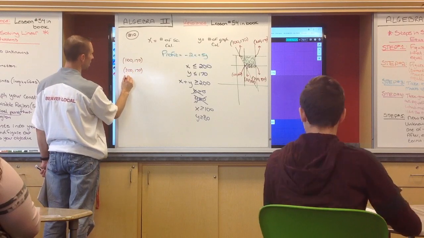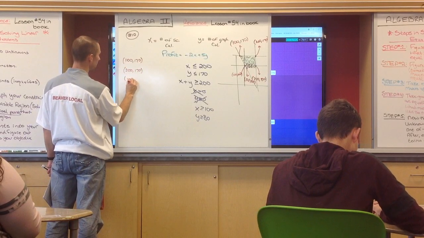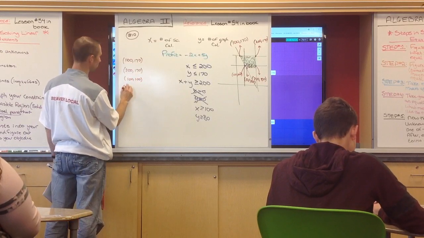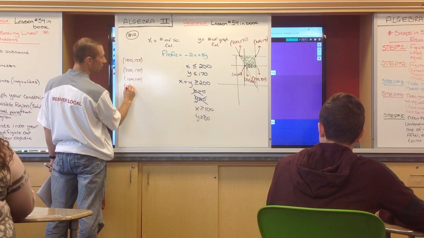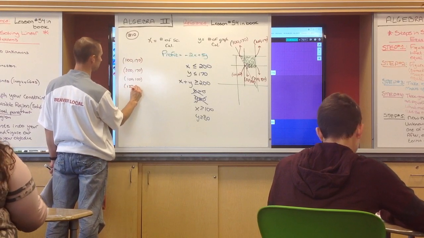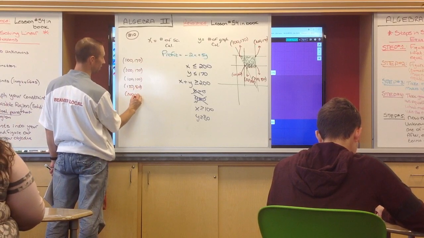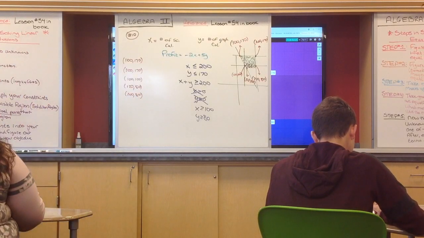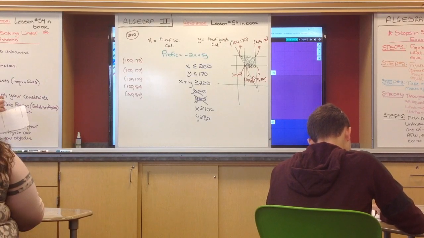Do I need to produce 100 scientific, 170 graphing? Do I need to produce 200 scientific, 170 graphing? Do I need to produce 100 scientific, 100 graphing? Or do I need to produce 120 scientific, 80 graphing? Or do I need to produce 200 scientific, 80 graphing? Which one will give us the most profit in this particular problem?